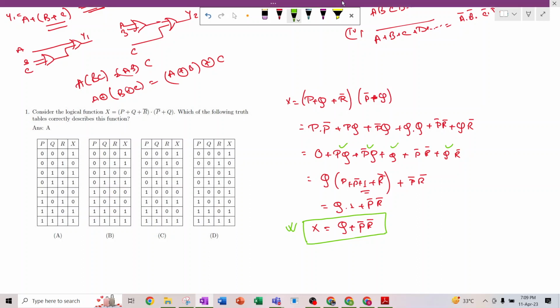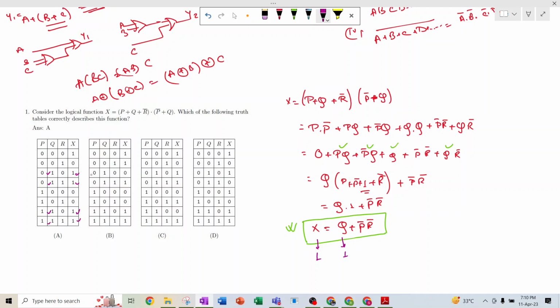We can see this intuitively. It is q, so x will always be 1 when q is equal to 1, because 1 plus something results in 1. I will first look at option a. In option a, wherever q is 1, the output is 1, so that is good. This is 1, output is 1, this is 1, output is 1, this is 1, output is 1.